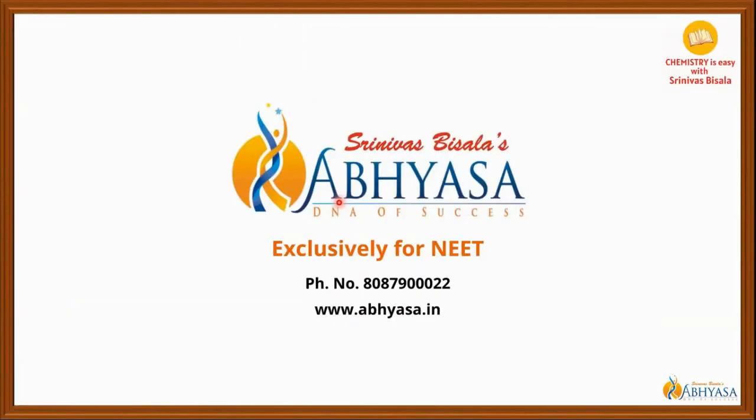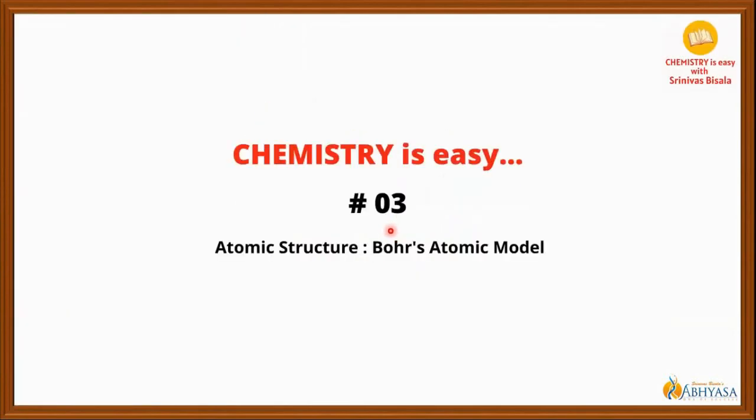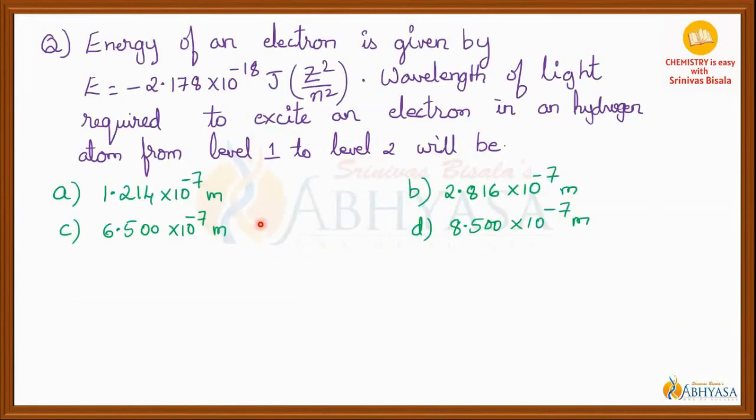In this video, we shall solve a numerical related to Bohr's atomic model, and that too specifically the hydrogen spectrum. Let's see the question here. It's given that the energy of an electron is given by the expression E equal to minus 2.178 into 10 power minus 18 joules into Z square by N square.